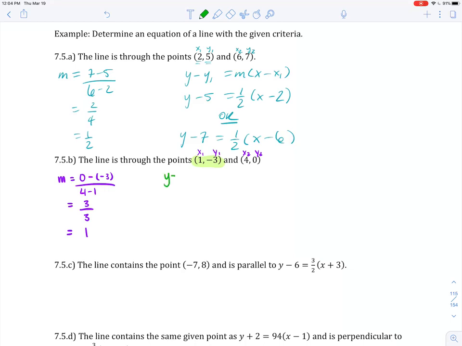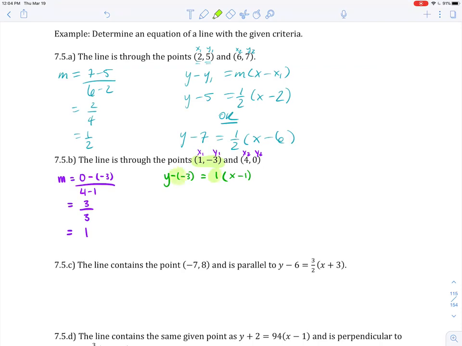So we have our equation. I'll just write it. Miss Friesen wrote it up above. So here we have y minus y1, so minus -3, is equal to m, which is our slope, which is 1, times our x minus our x1. So x minus 1. Of course, this is not our fully simplified form.